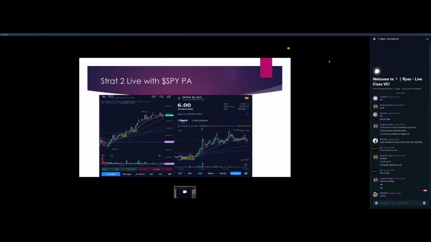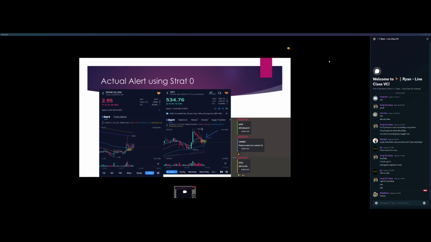But the next slide is an actual alert. This is something that I actually made a trade on. So what we did, this is at 2 p.m. We had a nice rejection off the EMA. We broke down. So we're watching puts. And we use Strat 0, which is the EMA strats on both SPY and SPX. We got the little retest right here, and you can see that it correlates with the entry here.